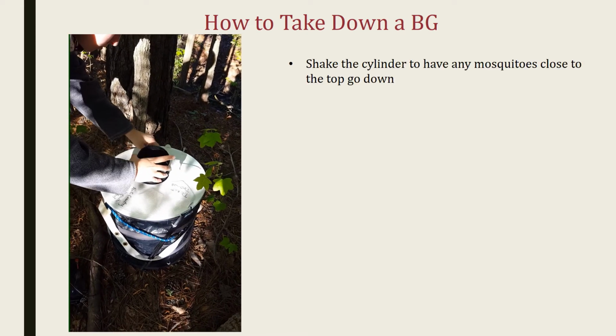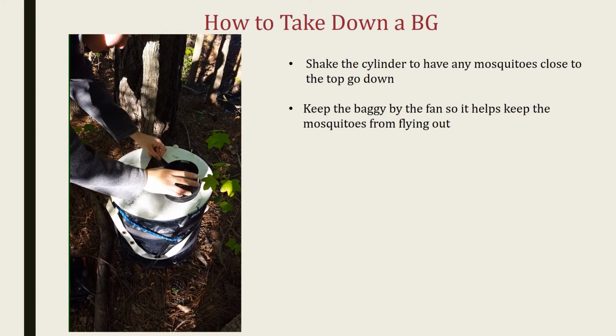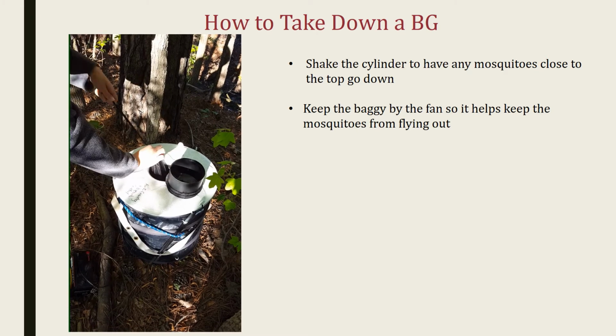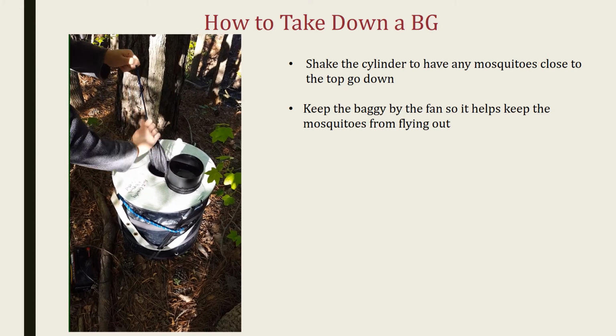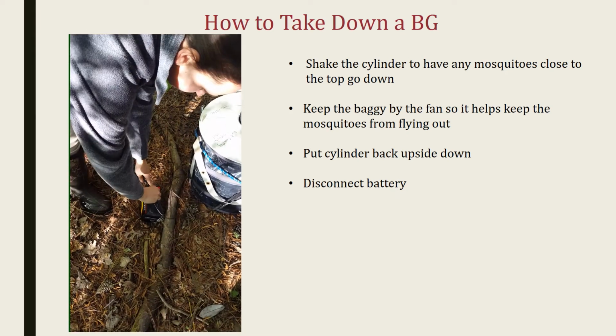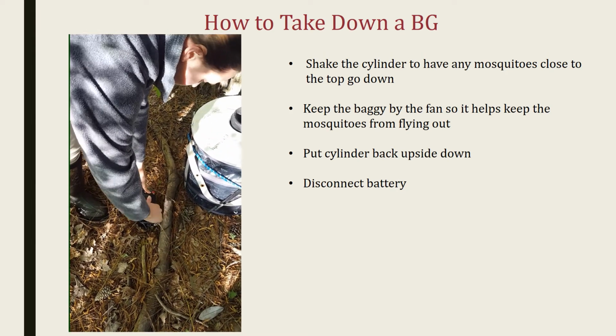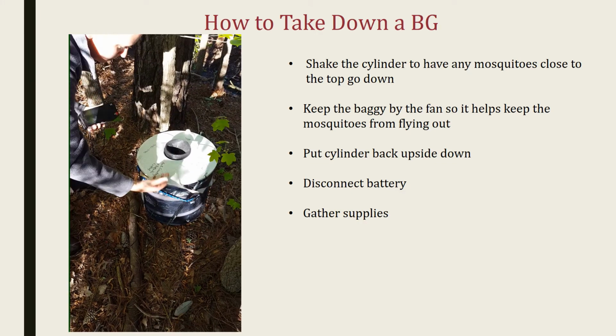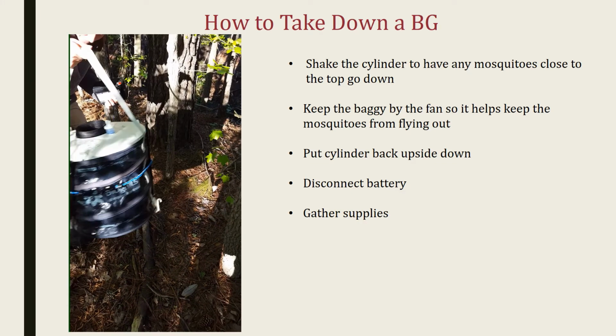To take down a BG, you're first going to start by shaking the cylinder to get any mosquitoes closer to the top to go down further into the BG baggie. Then you're going to push down the netting, and then you're going to take the toggle and secure the baggie closed. You're going to put the cylinder back upside down on top of the trap, disconnect the battery, and gather everything and walk out of the woods.